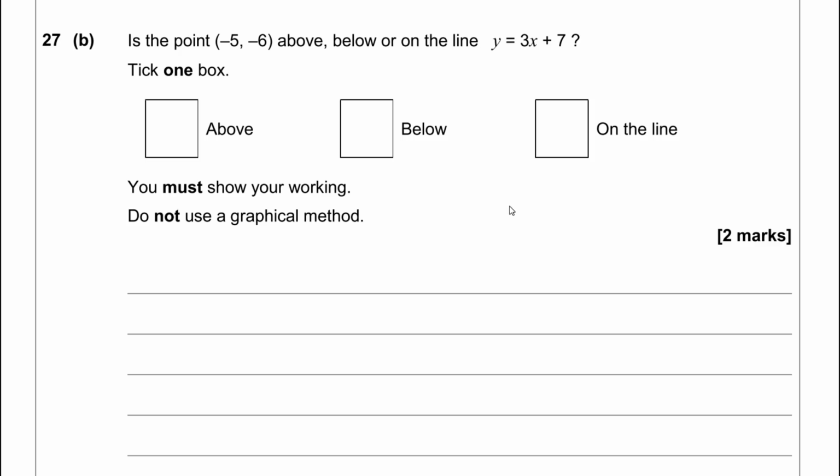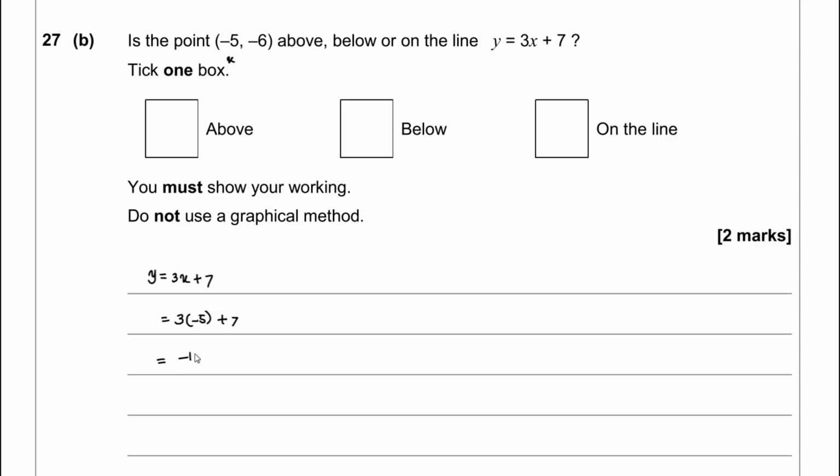Question part B. Is the point (-5, -6) above, below, or on the line y equal to 3x plus 7? Tick one box. You must show your working and do not use a graphical method. Again, we are not allowed to draw anything, so let's check it algebraically. Let's take x equal to -5 and put it here. The line is y equal to 3x plus 7. If we take x equal to -5, then we have 3 times -5 and then add 7.